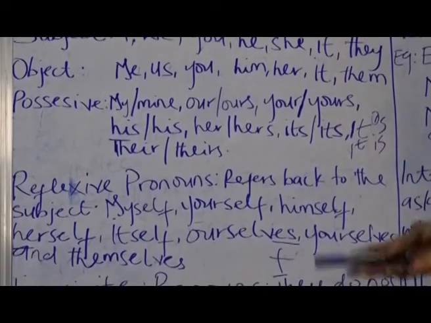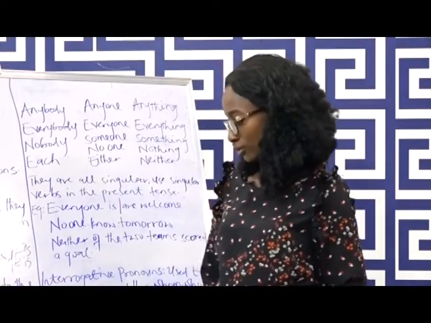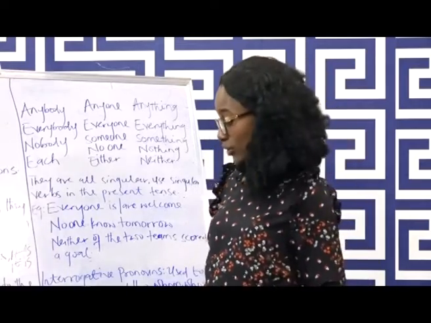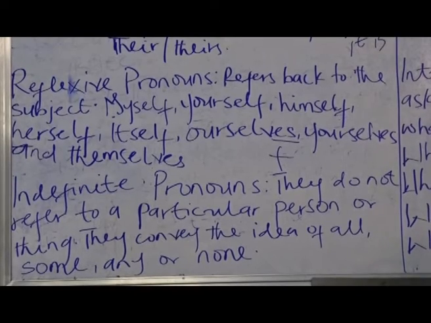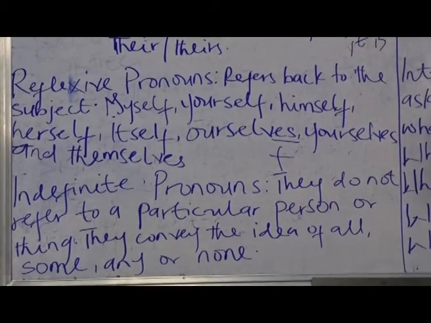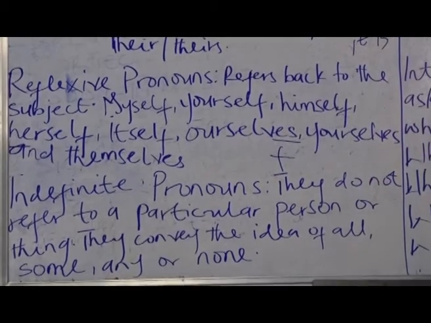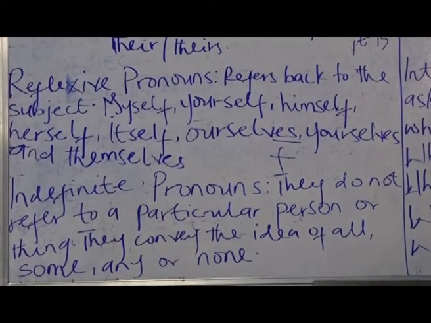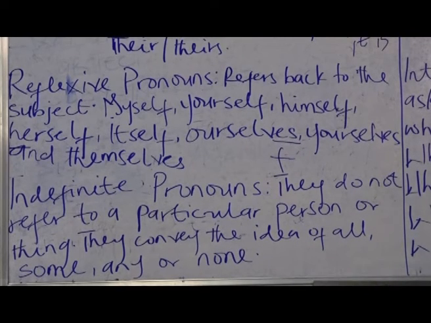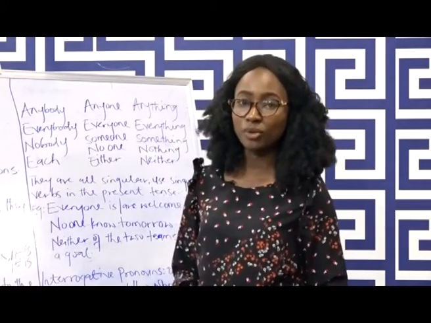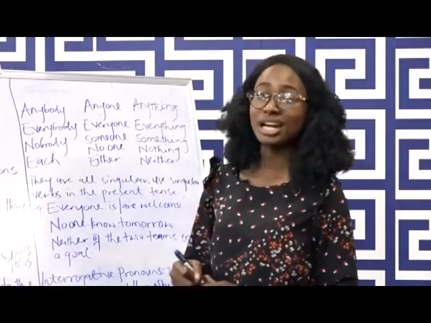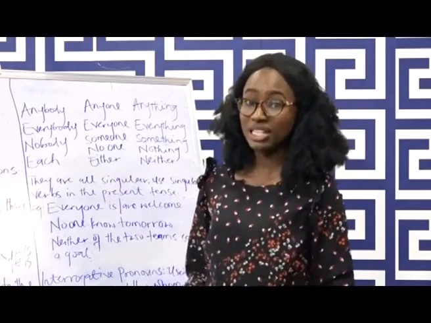So we move over to the indefinite pronouns. These type of pronouns do not refer to a particular person or thing. They convey the idea of all, some, any, or none. They do not refer to a particular person. Now take for instance, no one came for my party. Now you're not referring to a particular person. You're talking about people individually, and you're referring to them, but nobody in particular.